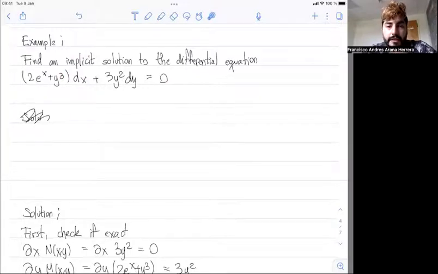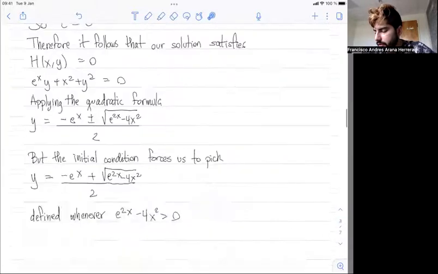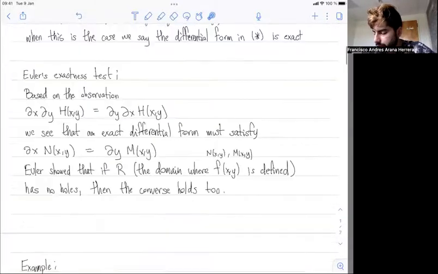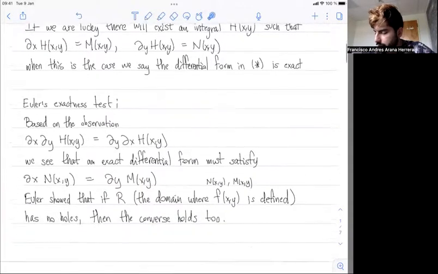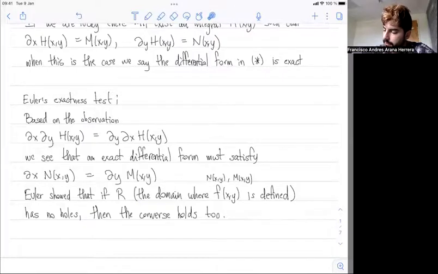What happens is that if the form is exact, then we know a procedure for how to solve it. So what you always do first is check if the form is exact. For that, you use Euler's criterion, which we described up here. Euler's criterion is this thing over here. You check that these cross partials match up. If they match up, your form is exact.